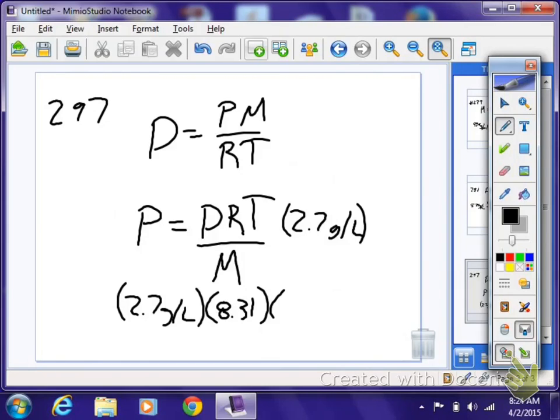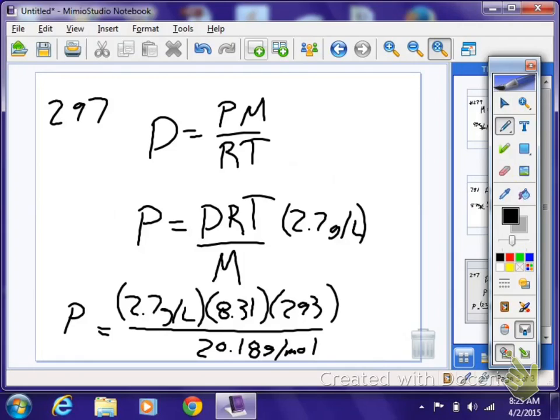Temperature is 293. And the molecular mass we're dealing with is neon. So what's neon? And that's not diatomic. I had some people come up, is that diatomic? At least you're thinking about diatomic, that's good. So that's 20.18. So our pressure and our answer for 297 is 326 kPa.